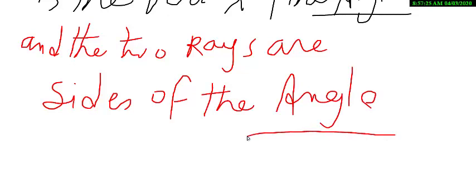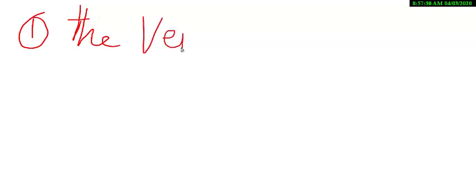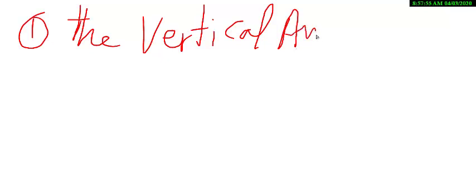We need to have the relationships between the angles, and that will be the topic of our lesson today. So the first type we need to talk about is called the vertical angles. The first relationship between the angles is called the vertical angles.